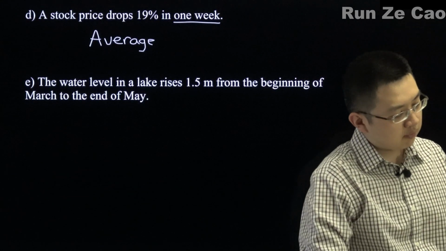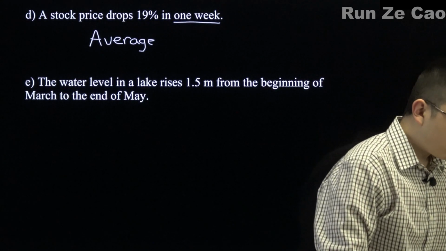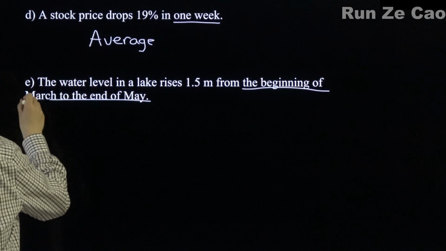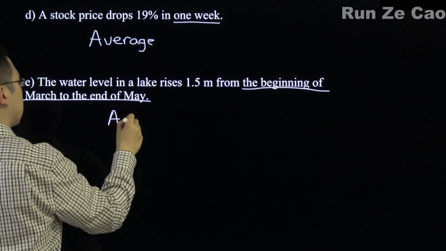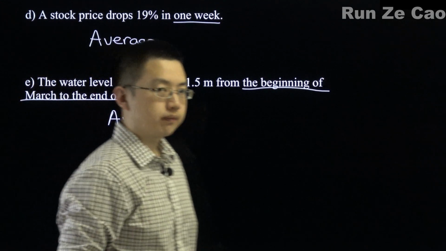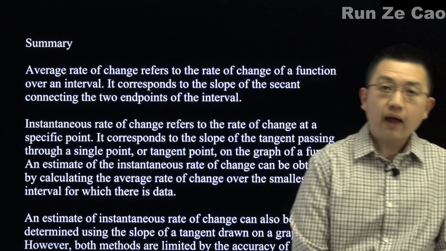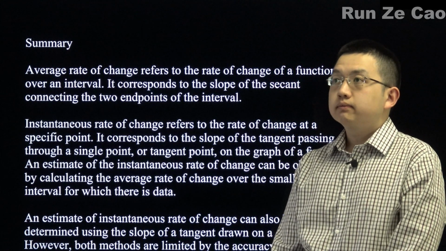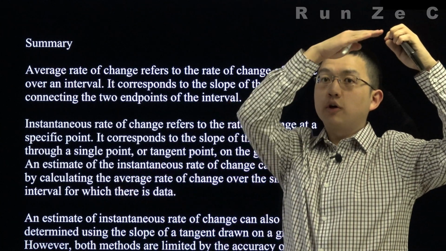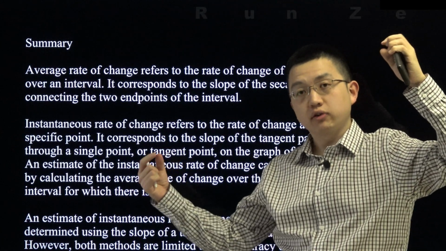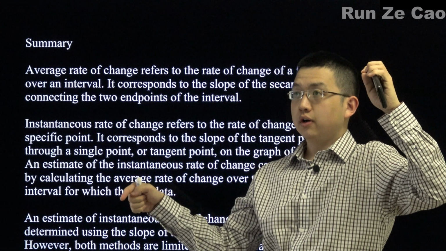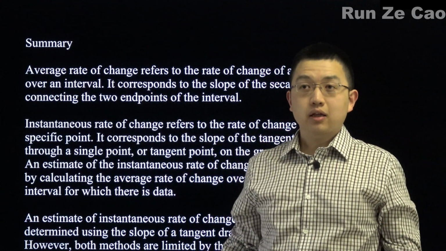Now, the water level in a lake rises 1.5 meters from the beginning of March to the end of May. This here is a time interval. Therefore, this must be an average rate of change. In summary, for average rate of change, here's where we started. Here's where we ended up. Find the slope between these 2 points. That's your average rate of change. As for whether you went in a straight line or took some detours, it doesn't matter.